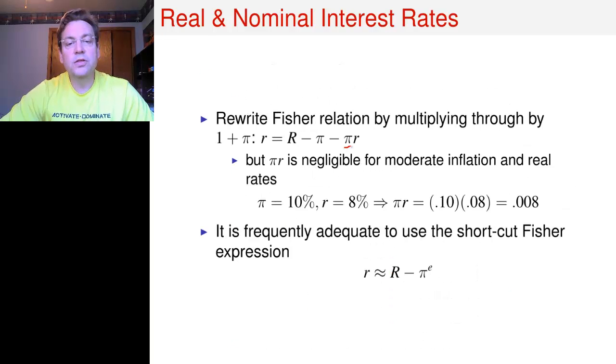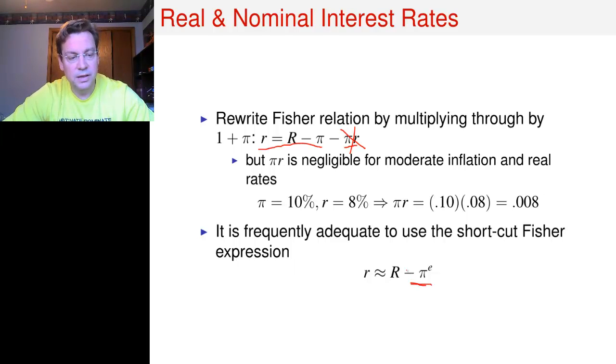So long as inflation and the real interest rate are relatively low, then this interaction term is going to be negligible. And that then allows us to basically just ignore it, which gives us this little shorthand Fisher relation that says the real rate equals the nominal rate minus the inflation rate. And again, remember that you're actually thinking about the expected inflation rate, not the actual, because you don't know what the inflation rate will be between today and tomorrow.